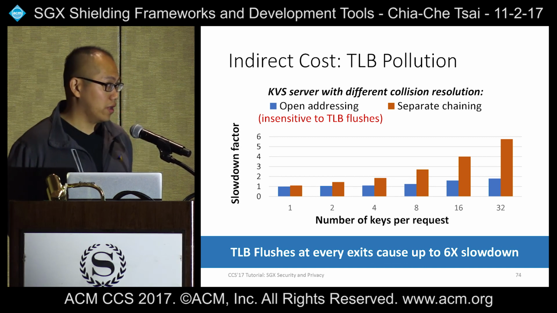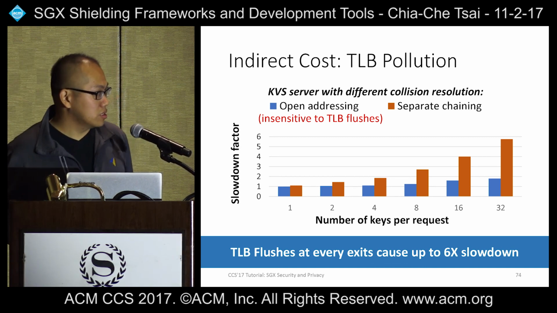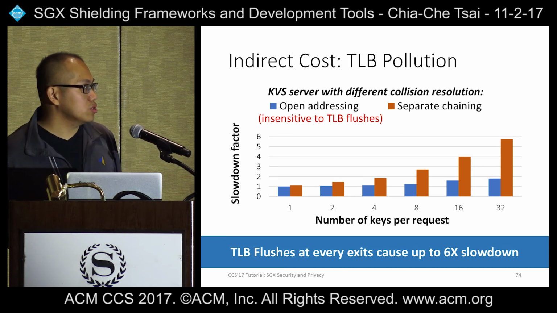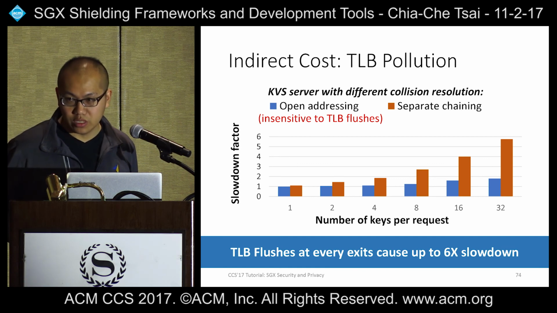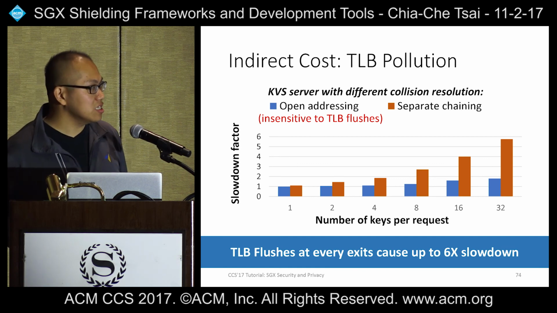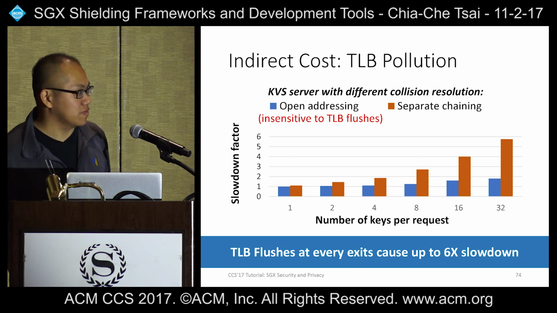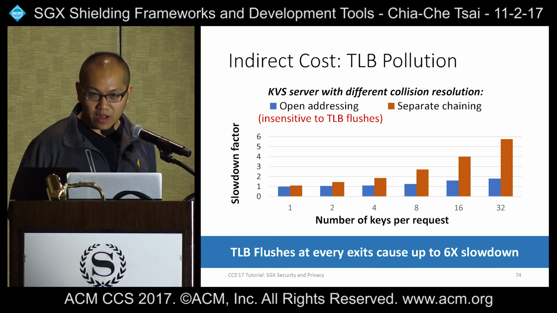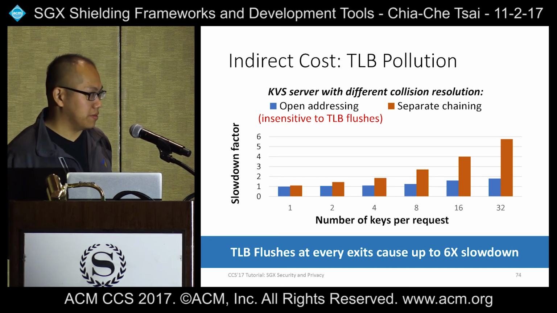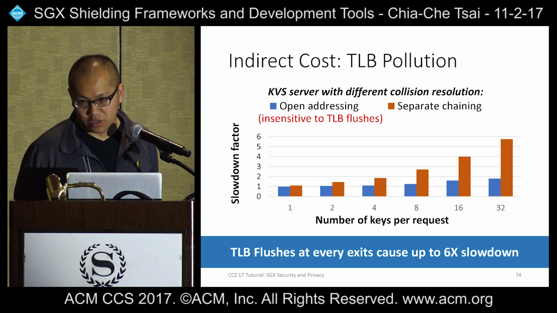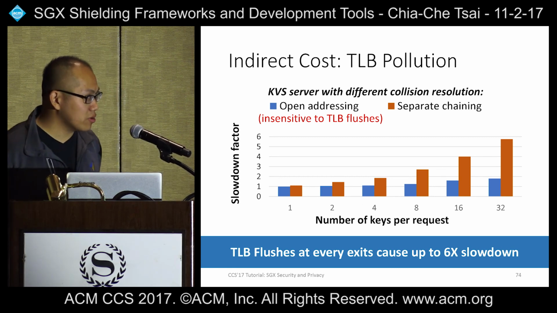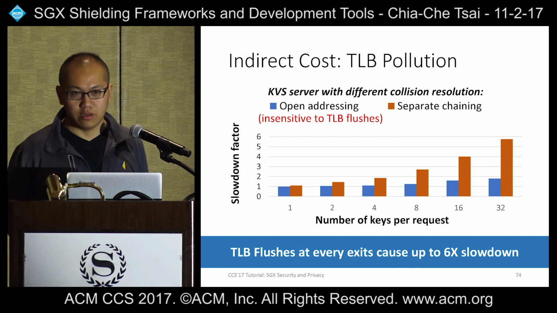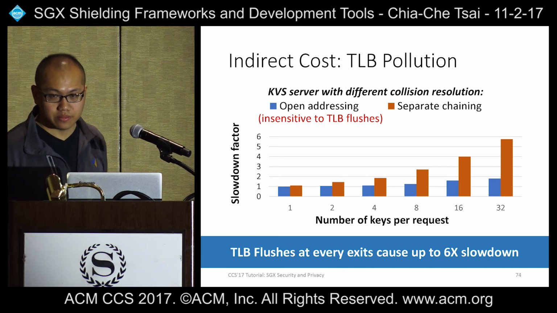you cause huge overhead. And so here they also do experiments with the same key value store, but use 2 different collision resolution approaches in their hash tables. One is sensitive to the TLB flushes, and one is insensitive to it. The one that is sensitive to TLB flushes could have up to 6 times more overhead than the one that is insensitive to TLB flushes. So we see 2 indirect costs and 3 direct costs that could totally affect the performance of your applications.